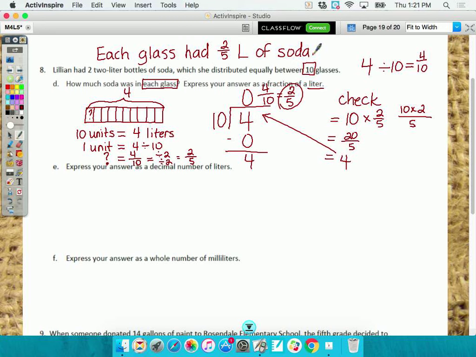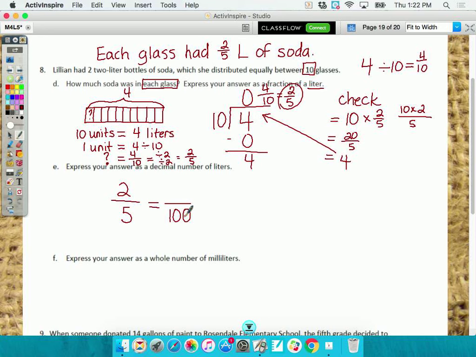Now I picked this problem because we have math assessments coming up in a couple weeks, and we need to review how to do this. Okay, so let's read E. It says express your answer as a decimal number of liters. Now here's your hint. How do I convert this to a decimal? I make it equivalent to blank hundredths. So everybody write that now. 2/5 equals blank hundredths. Now, somebody in block 2 said, oh, I know, it's 2.5. Let's see if that person's right.